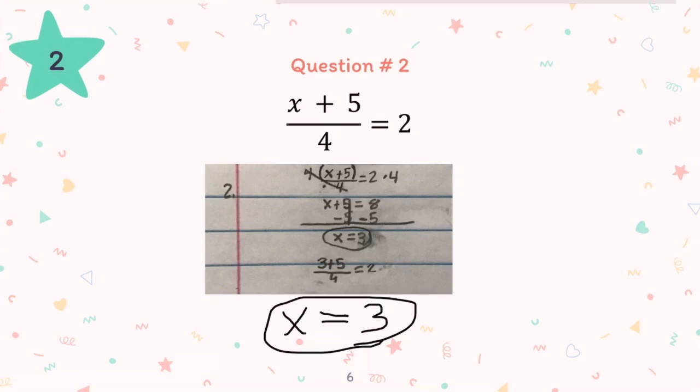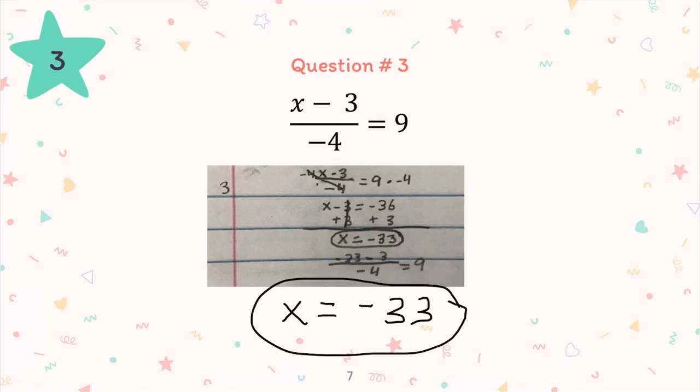So now we know that x + 5 equals 8, but we want x by itself. The opposite of adding is subtracting, so we do plus 5 minus 5, which the two symbols cancel each other out. We do the same thing on the other side, which is 8 minus 5 equals 3. So now we know that x equals 3 because (3 + 5) / 4 equals 2.